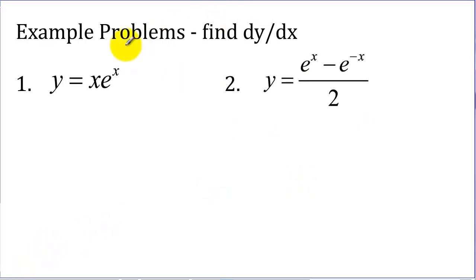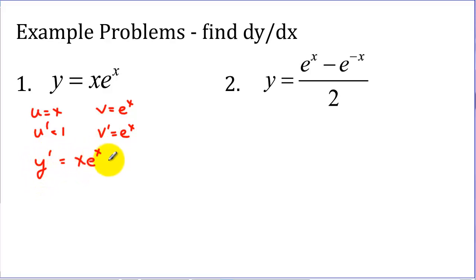Now problem 1 here will require the product rule because we have an x in the front, not just a constant. So our u here is x and u prime is 1. Our v will be e to the x, and the derivative of that is also e to the x. So if we cross multiply for our derivative, we get x e to the x plus e to the x, and we could GCF factor out an e to the x, so we're going to have x plus 1 times e to the x.